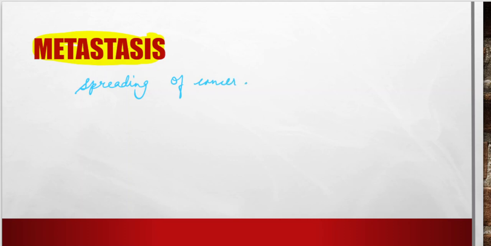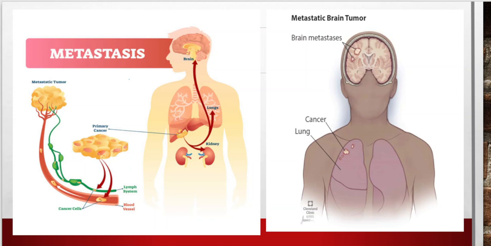Suppose there is a human body, let's take the image behind. See here, this is a human body and the cancer has occurred at the lung area. So the first time the cancer has occurred at the lung, it is spreading towards all other organs. How is it spreading? With the help of blood vessels and lymph vessels.